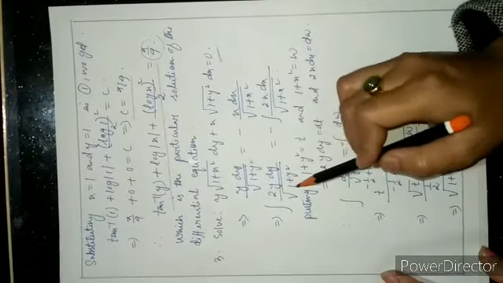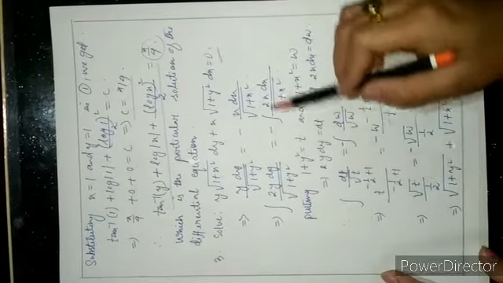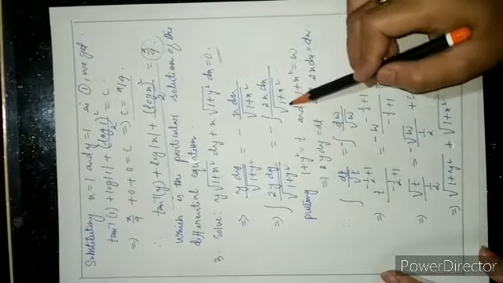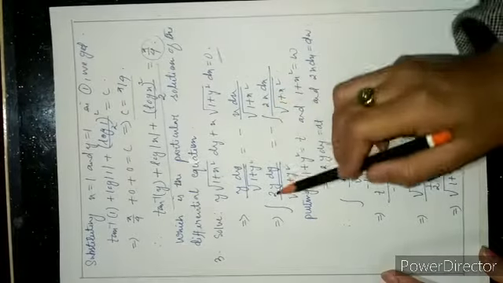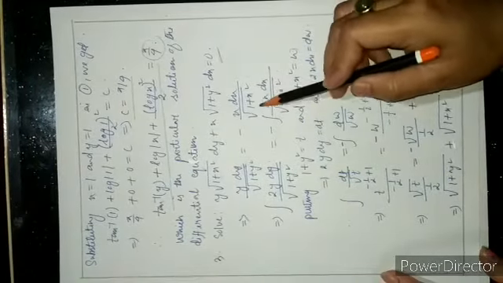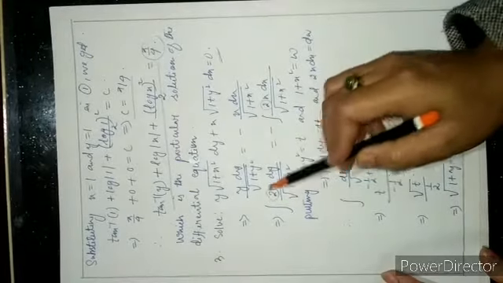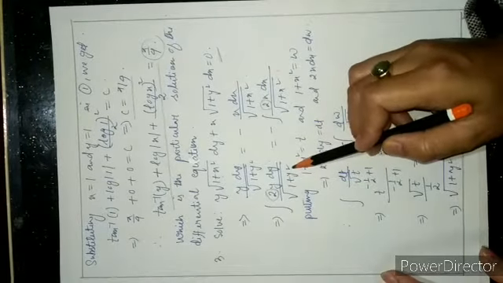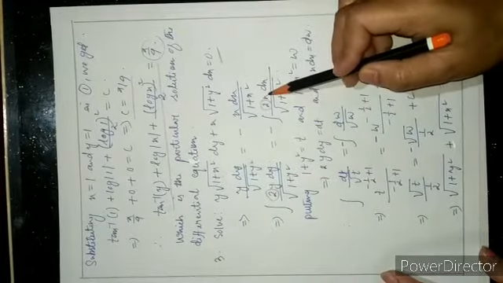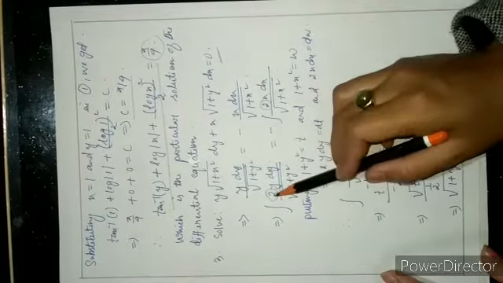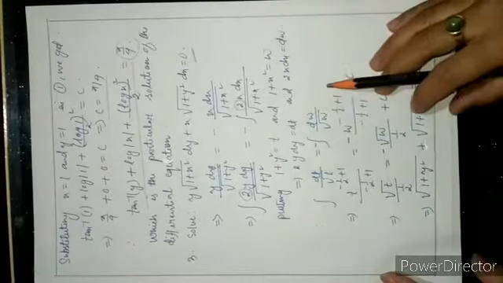Integration of y dy divided by root over 1 plus y square and x dx divided by root over 1 plus x square. Multiplying both sides of the equation by 2: the derivative of 1 plus y square is 2y, and the derivative of 1 plus x square is 2x.